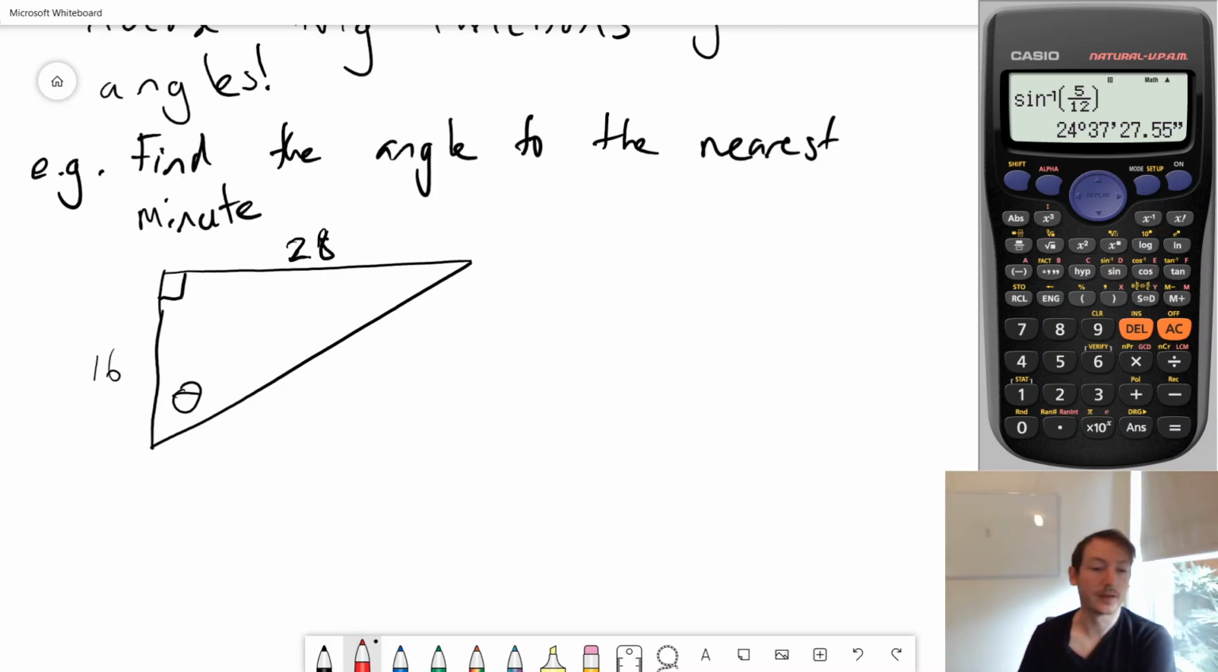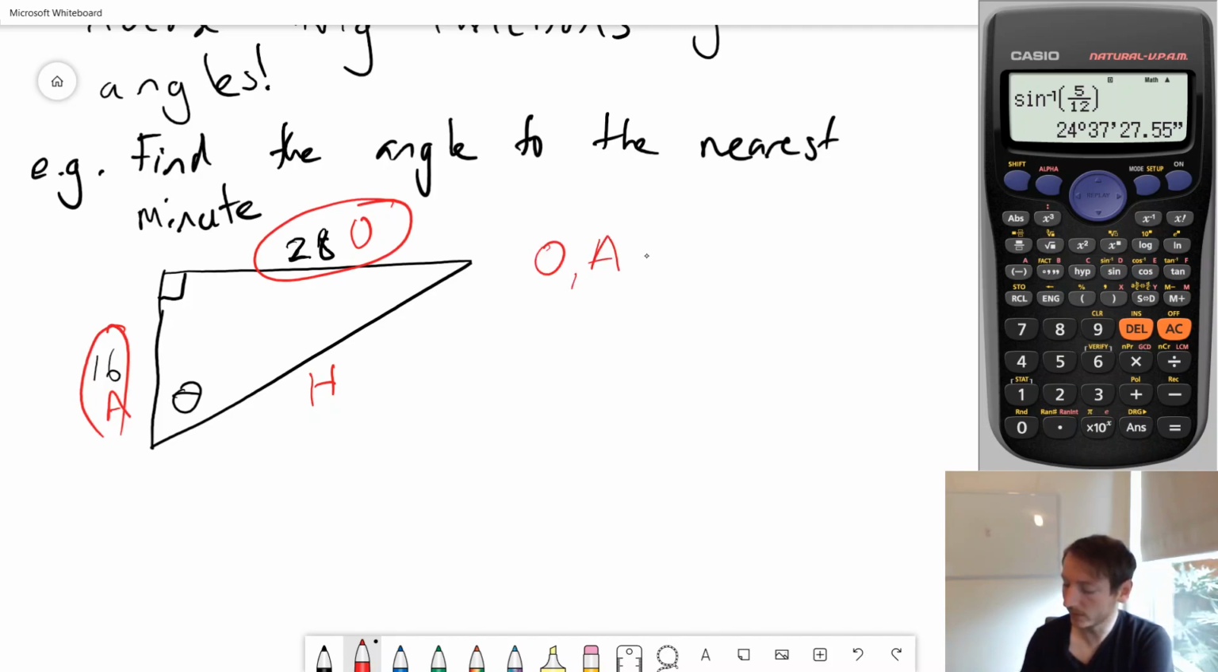First step is the same as always, label the triangle. So that's the hypotenuse. This 16 is next to my angle, so it's the adjacent. That one is opposite. I care about using O and A because those have values. So that is tan theta, because I don't know it yet, equals, well, tan, you got to remember, is TOA, O over A, 28 over 16.